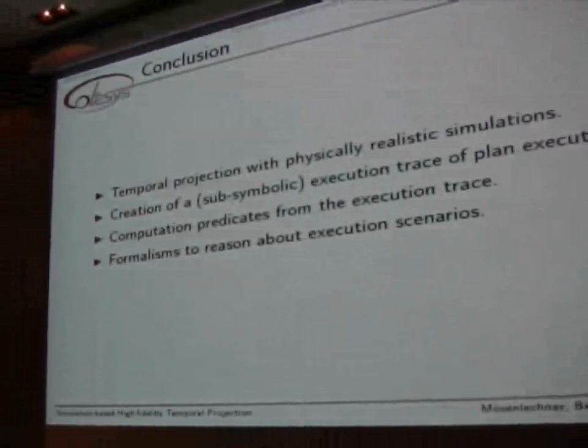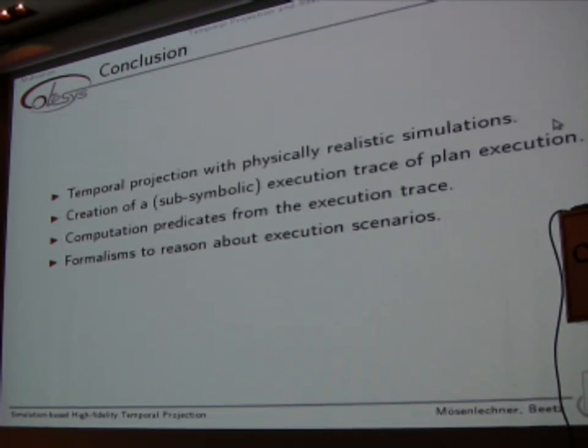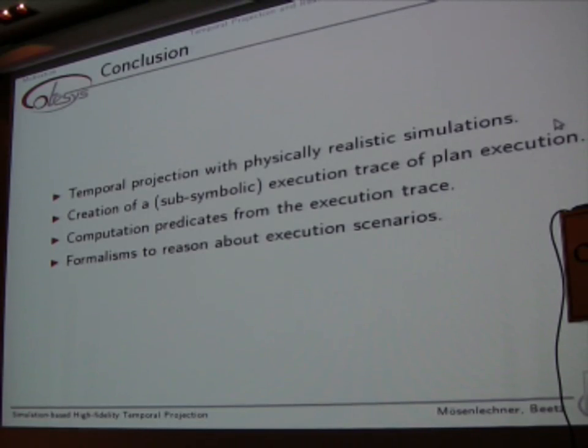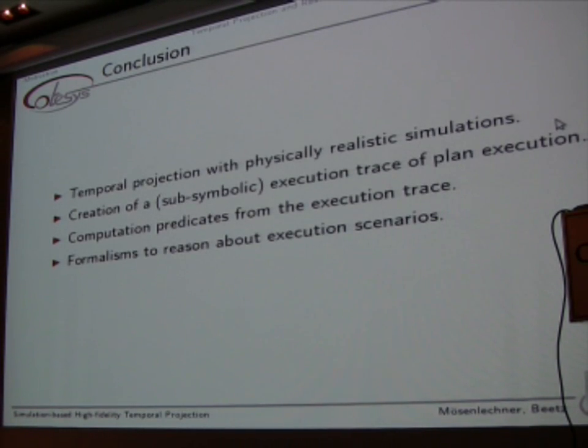So now, to conclude, we have built a temporal projection mechanism that is based on realistic simulation that uses a physics engine. We create a sub-symbolic execution trace from this. So basically, we sample over the positions of objects and so on, and save this. We compute predicates from this execution trace, and finally we define some formalisms to reason about plan execution.